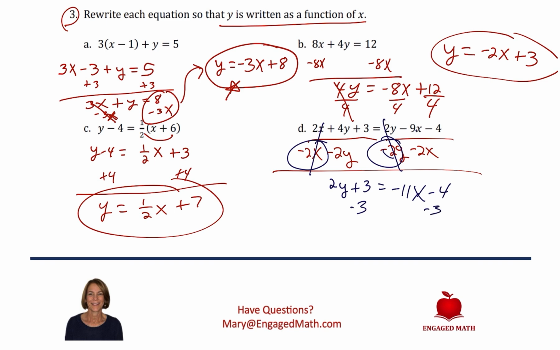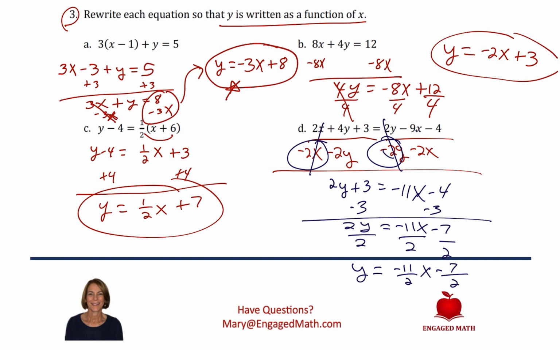We're going to subtract 3 from both sides, and we now have 2y equals negative 11x minus 7. And now I'm going to divide every single term by 2 to get y alone. And our final answer is simply y equals negative 11 halves x minus 7 halves. And just like that, we're done.